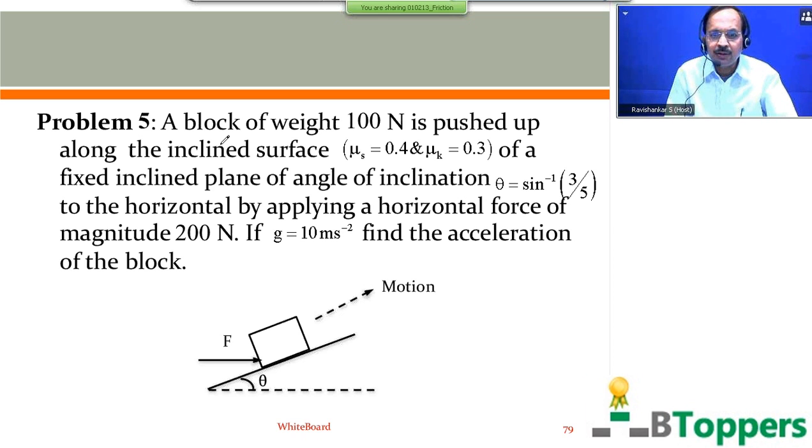So here, to find the acceleration of the block, you must know the magnitude of the frictional force on the block. And for that, you have to find the magnitude of normal reaction on the block. In this case, the force is applied in the horizontal direction, not parallel to the inclined surface. If you want, you can copy the figure that is shown on the screen. I am going to discuss the solution of this problem.